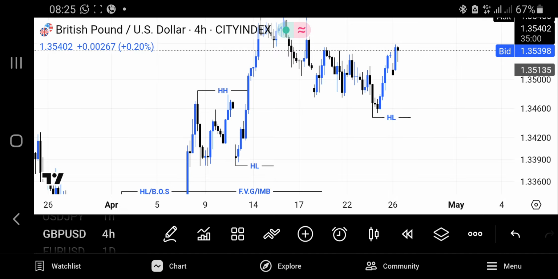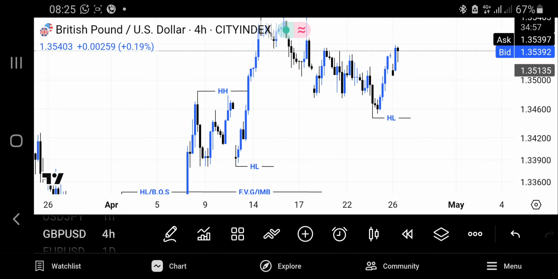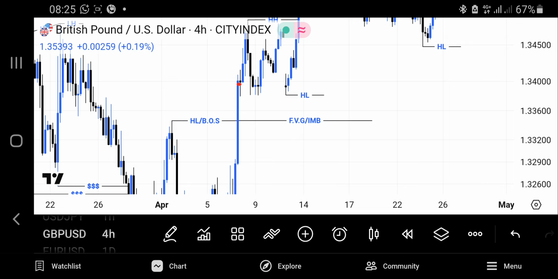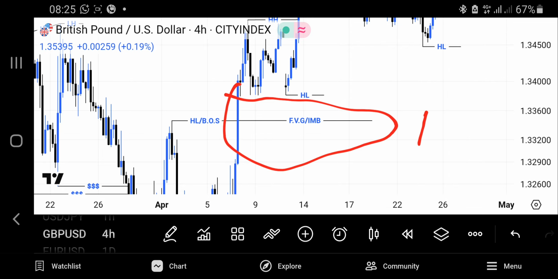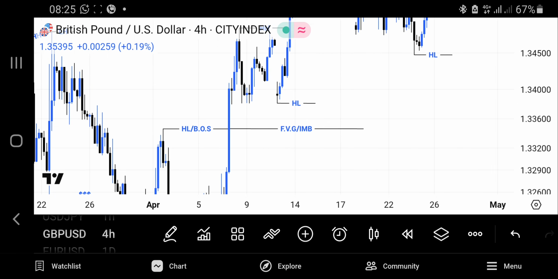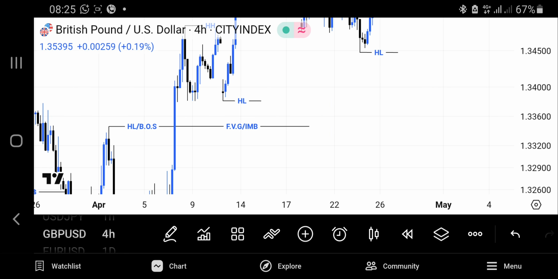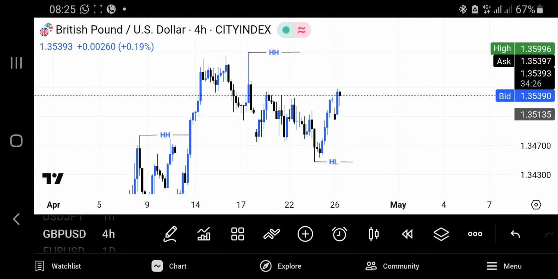So the gap was filled here. This gap was filled. The name is the fair value gap or imbalance. Based on how it is filled, that is what will determine if it is a fair value gap or an imbalance zone. Because that place represents buy side imbalance, sell side inefficiency. So there's inefficiency in selling volume. So this is the higher low.